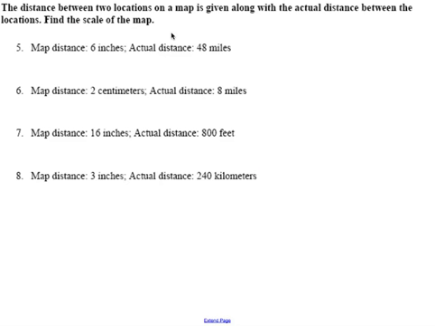It says the distance between two locations on a map is given along with the actual distance between them. Find the scale. So what happens here is it says the map distance is 6 inches, the actual distance is 48 miles. So we'll just say 6 inches over 48 miles. We'll see if we can simplify this fraction. 6 and 48 are both divisible by 6, so this will just equal 1 inch over 8 miles. And then we would just want to write this using the other notation. This would be 1 inch to 8 miles. Okay, so this is the notation that we're looking for.